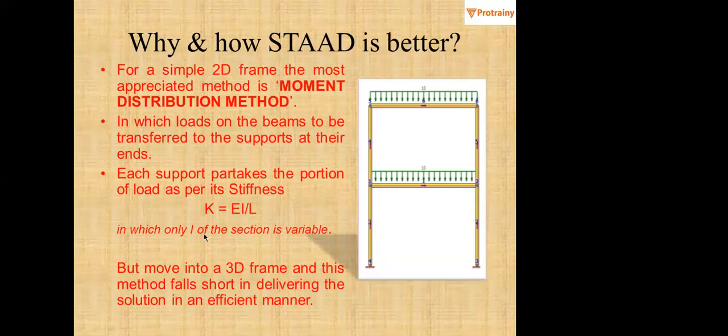Now, only the I of the section is variable, right? Whatever span is there, it is going to be there. You can't change the span. In practical application, you are going to get a plan from an architect, so you can't change the plan. The room is going to be this much wide and this much long.